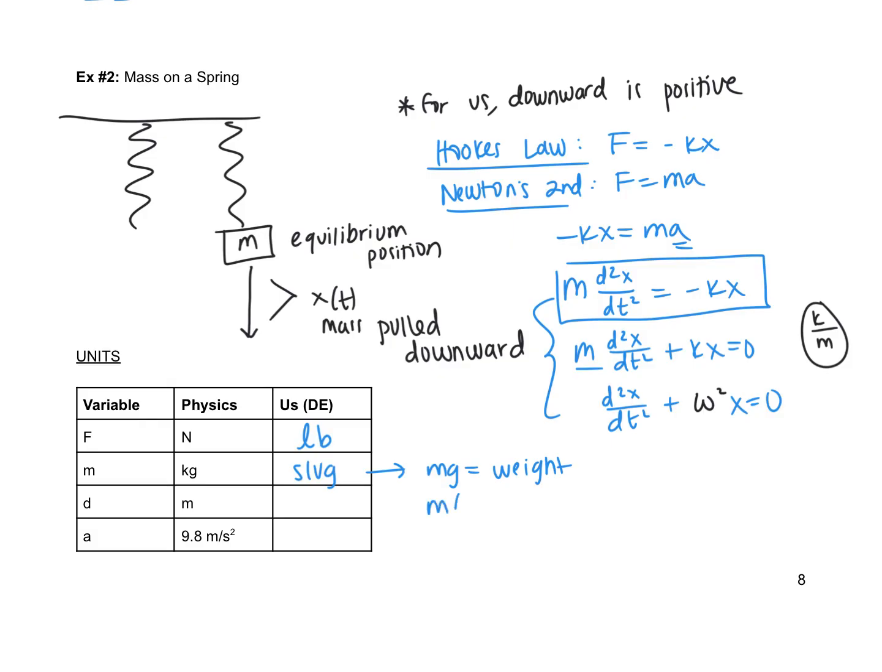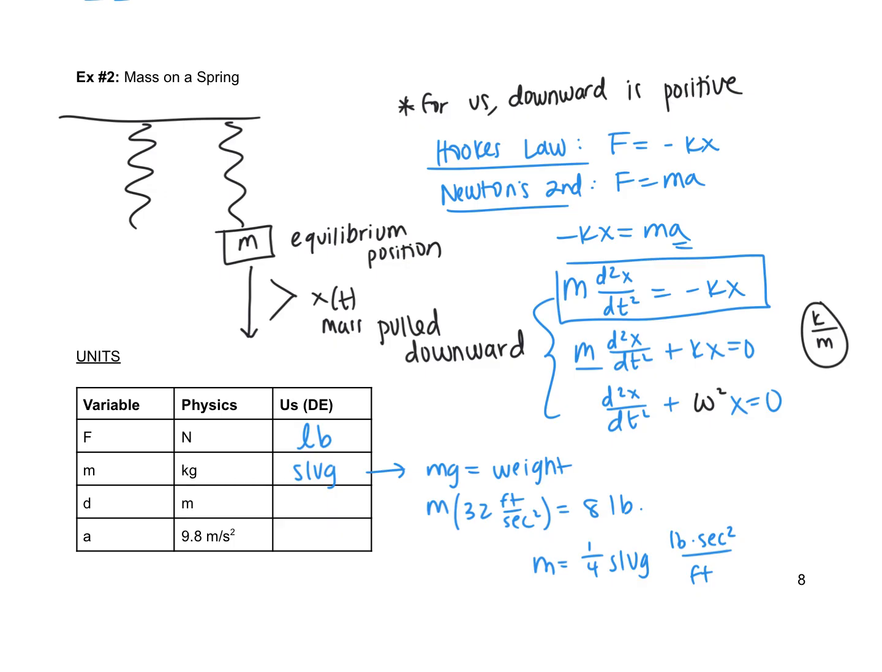So if we want mass and our g, we're going to use 32 feet per second squared. And our object is 8 pounds. That gives you the mass then is 8 over 32, or 1/4 of a slug. And that slug is in pounds per second squared over feet.